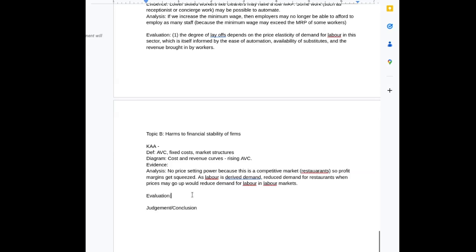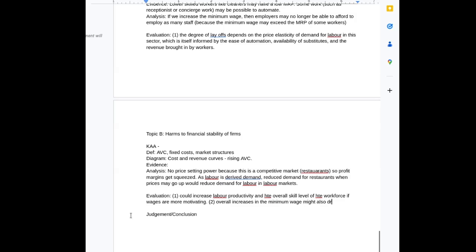And then my evaluation. I might say something like it could increase labor productivity and the overall skill level of the workforce if wages are more motivating. Something like that. So maybe we're counterbalancing the increased cost from the firm's perspective with more motivated employees. We might also say overall increases in the minimum wage might also drive up demand for hotels and restaurants. So maybe some of this is offset by the increasing demand that we would expect when, in general, people's wages are higher.